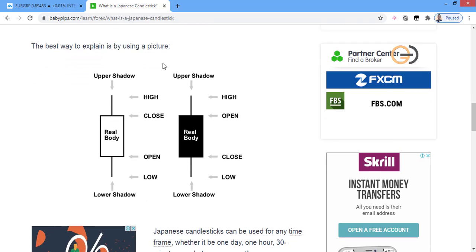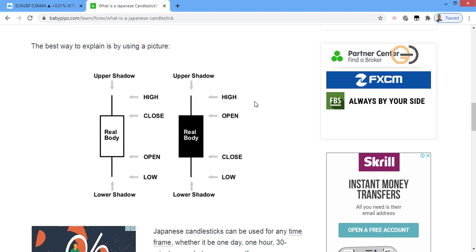Now, what are the candlesticks? This is the best definition of the candlestick. You need to understand this, it is very important. This candlestick has what we call the shadow. It has the body. It has the lower shadow. It has what we call the wick. It has the high, the close, the open, and the low.